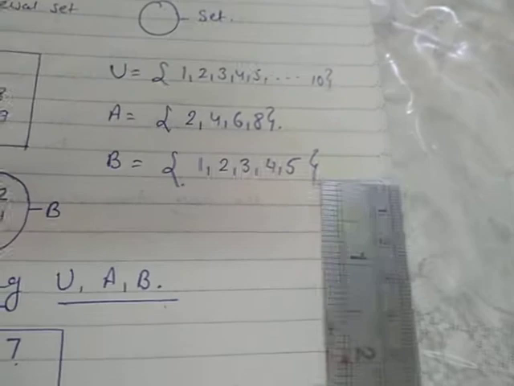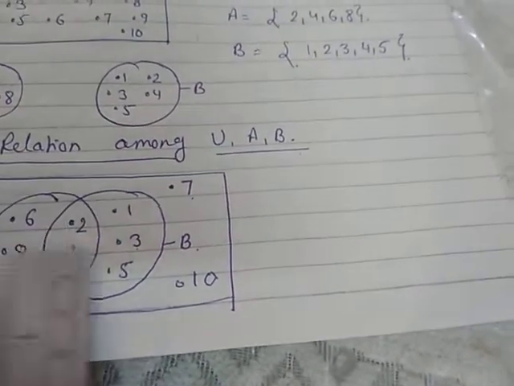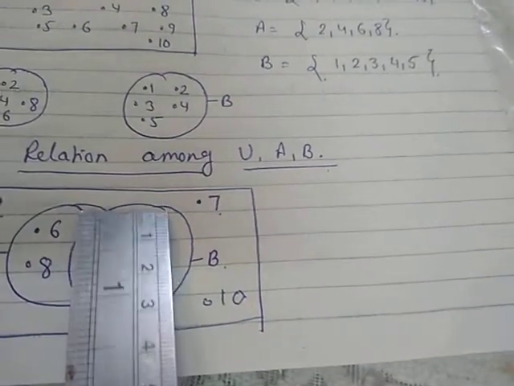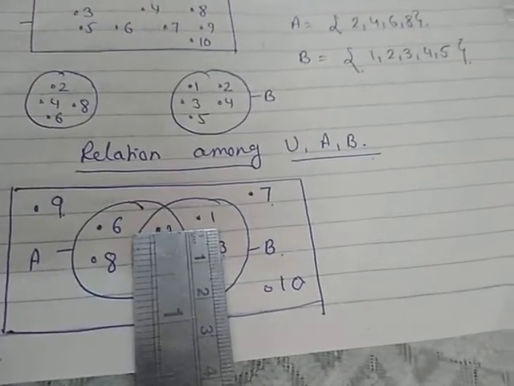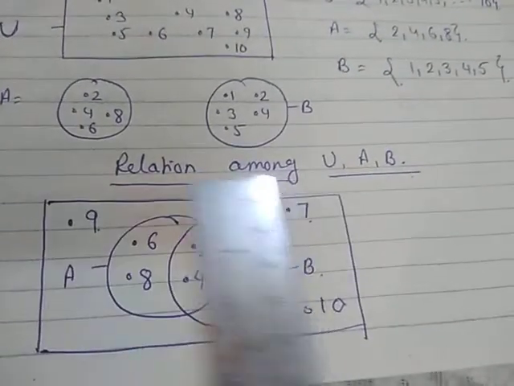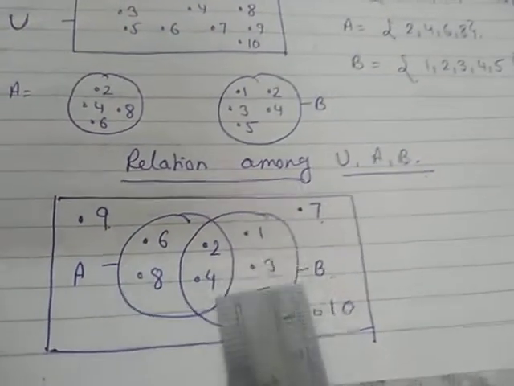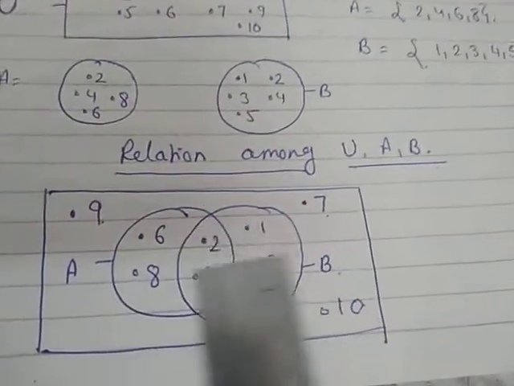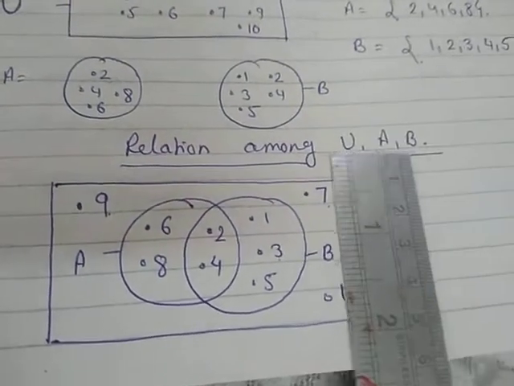Same for B, 1, 2, 3, 4, 5. The common part is 2, 4. These two elements are already present here. The rest of the elements are 1, 3 and 5, which are placed in this space. That's why 1, 3, 5 are placed here. Now, since it is a universal set and these elements are already placed in sets A and B, definitely these elements are also present in the universal set. They are definitely counted.